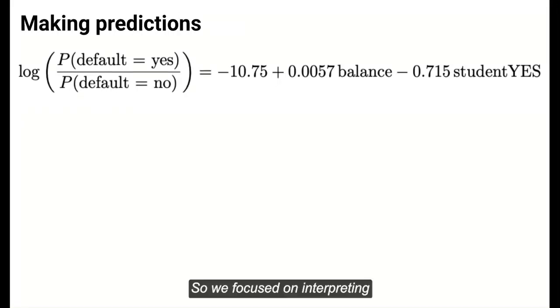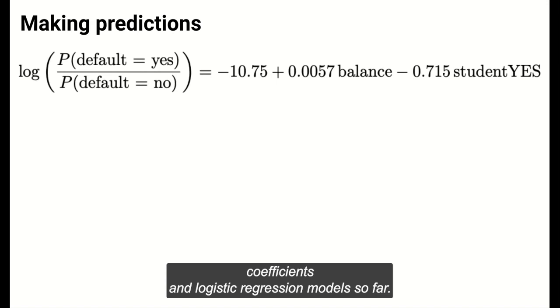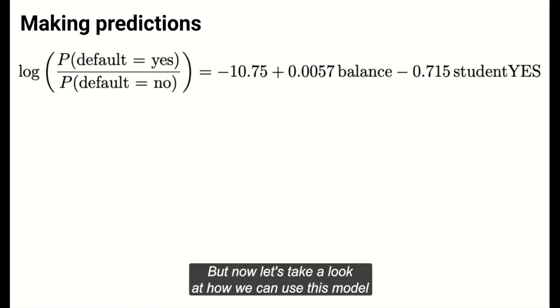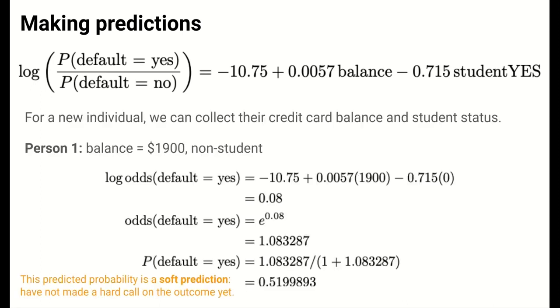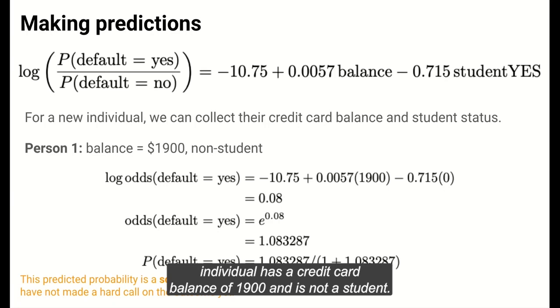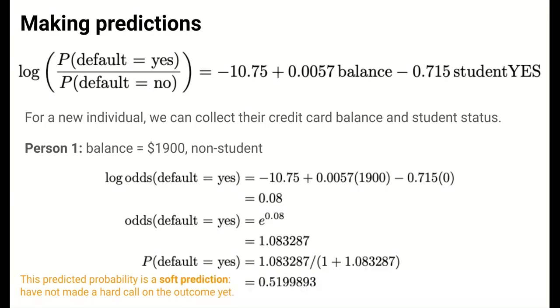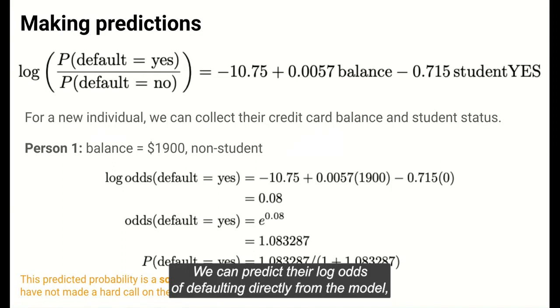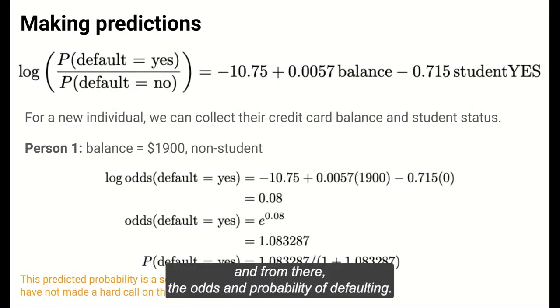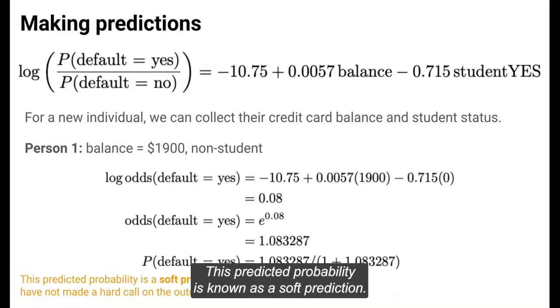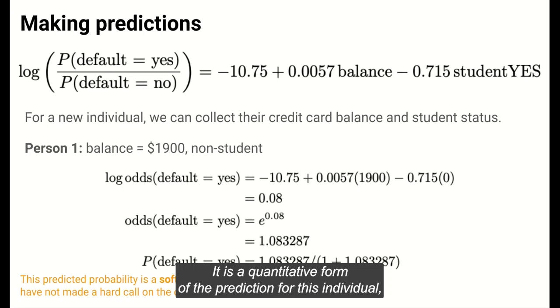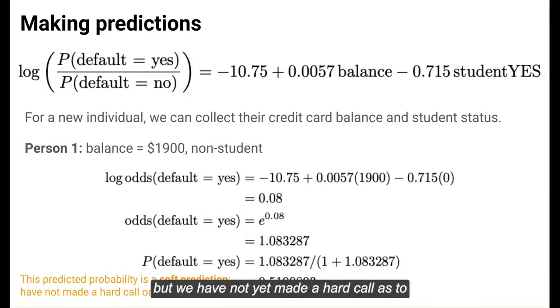So we focused on interpreting coefficients in logistic regression models so far, but now let's take a look at how we can use this model to make hard predictions about whether someone will default on their loan. Let's say that some new individual has a credit card balance of $1,900 and is not a student. We can predict their log odds of defaulting directly from the model, and from there, the odds and probability of defaulting. This predicted probability is known as a soft prediction. It is a quantitative form of a prediction for this individual, but we have not yet made a hard call as to whether or not this person will default.